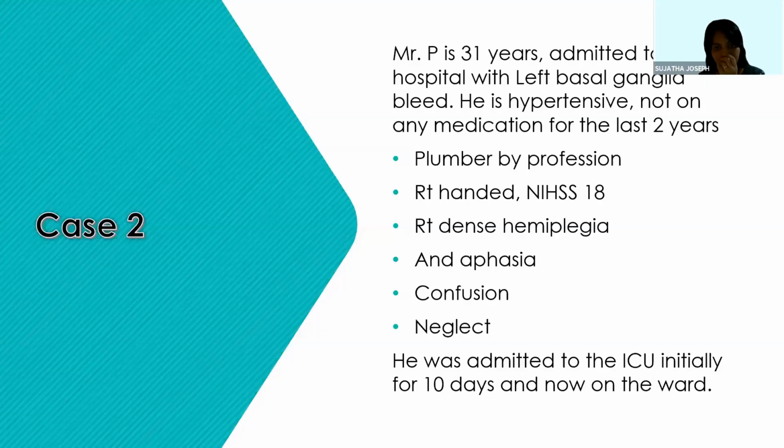And case number two, Mr. P is 31 years. He was admitted to the hospital with a left basal ganglia bleed. He is hypertensive, not on any medication for the last 2 years. He's a plumber by profession. When he was admitted, his NIH was 18. He was having right dense hemiplegia, aphasic, confused, and he was having neglect as well. He was admitted to the ICU. He was in the ICU for 10 days, and now he is on the ward.